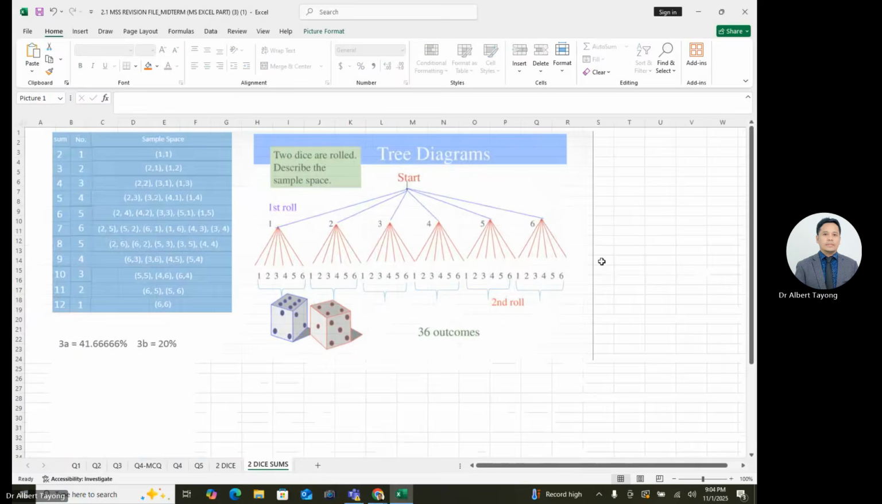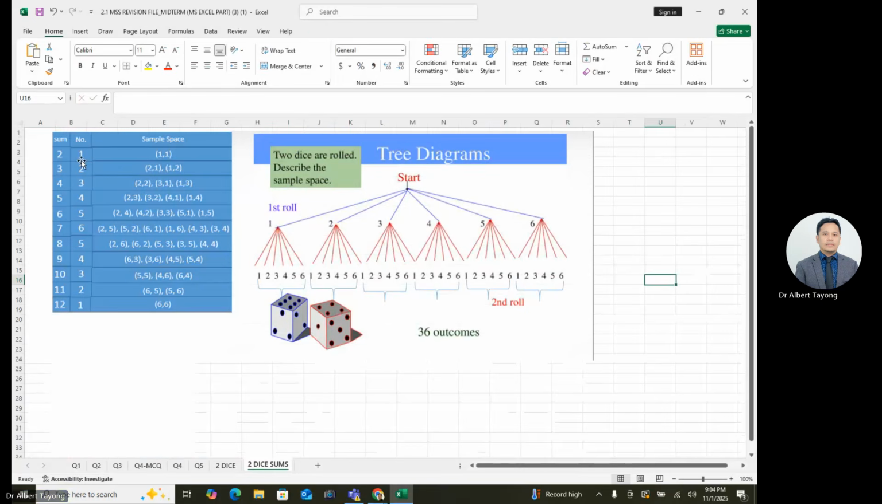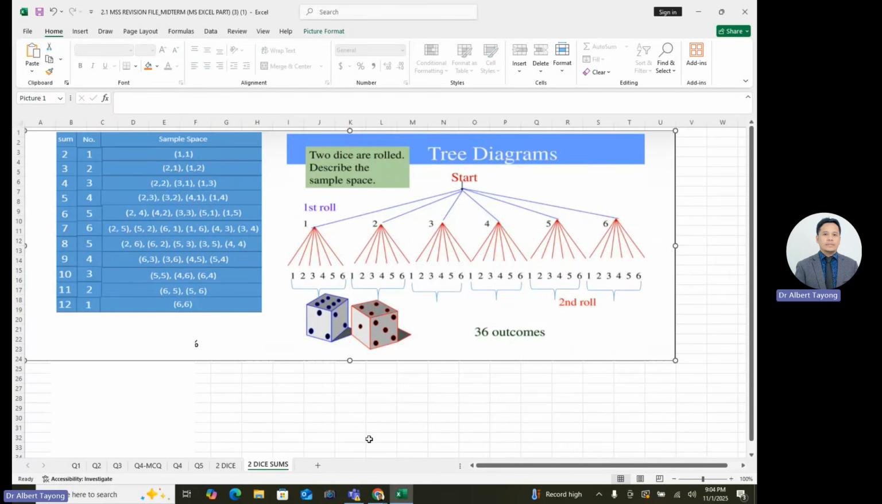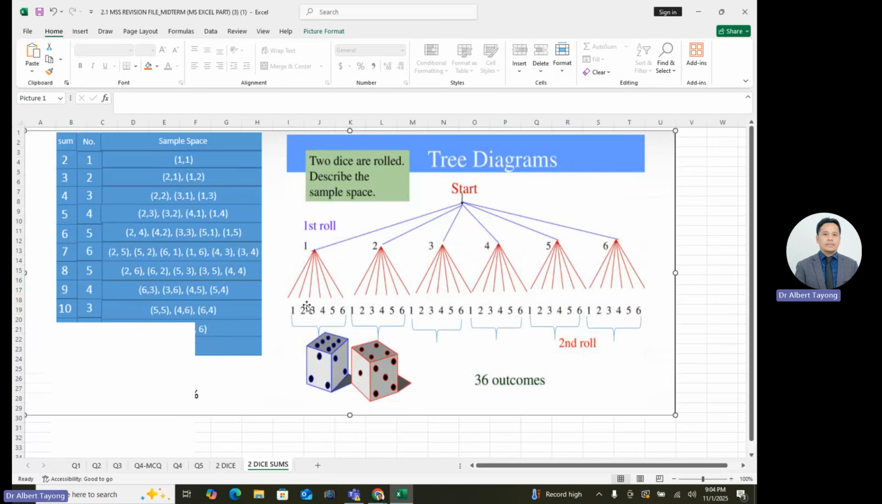So, for example, for 2, there is only one pair possible, that is 1 plus 1. 1 plus 1 is equal to 2. For 3, there are 2 possible outcomes. We have 2, 1, and 1, 2. That's 1 plus 2 and 2 plus 1. And for 4, we have 2 plus 2, 3 plus 1, 1 plus 3. So there are 3 possible outcomes.